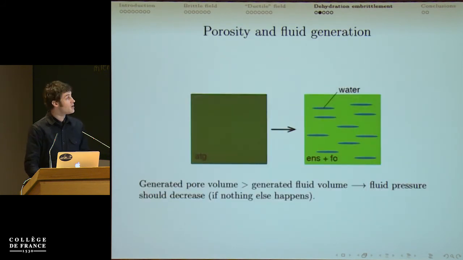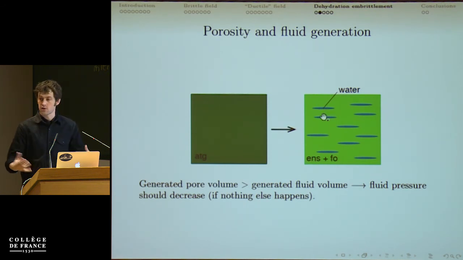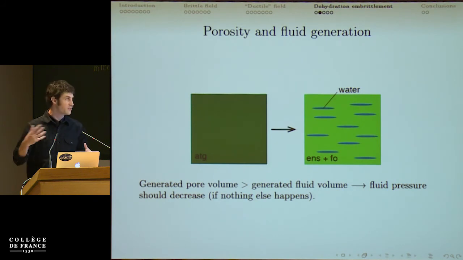So if I want to sketch what it looks like, we start from an intact block of antigorite, with zero or close to zero porosity, and then as we cross this phase boundary, we transform the solid matrix from antigorite to enstatite and forsterite, and we have to accommodate some water inside as inclusions, so we can consider them as pores. And because in these conditions the water is very compressible above 2 GPa, we generate a pore volume that's larger than the fluid volume that fits in it.